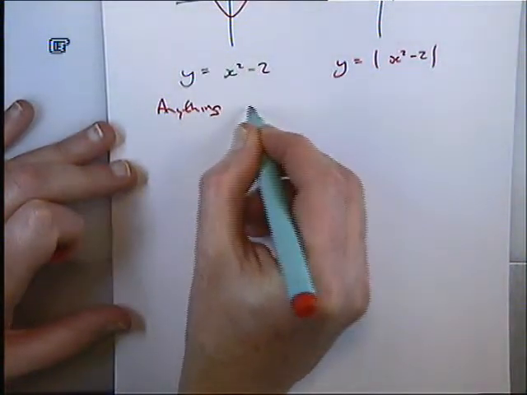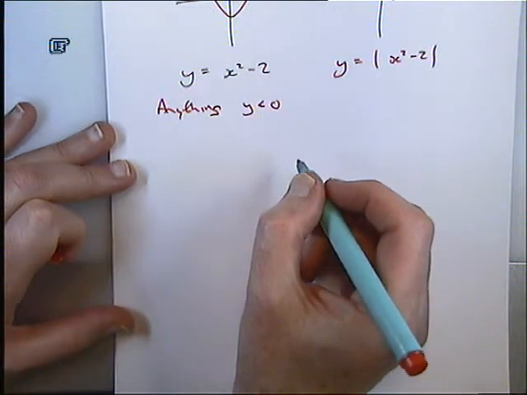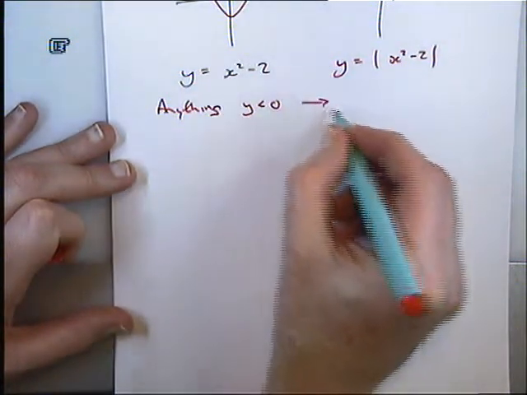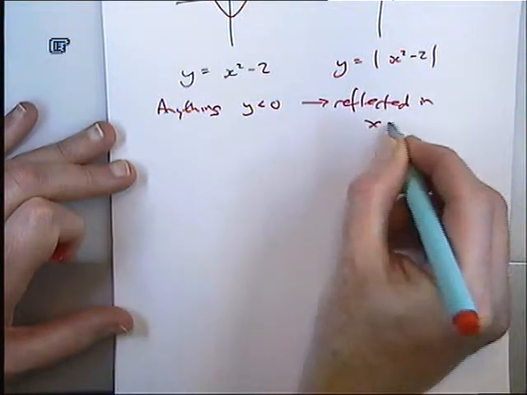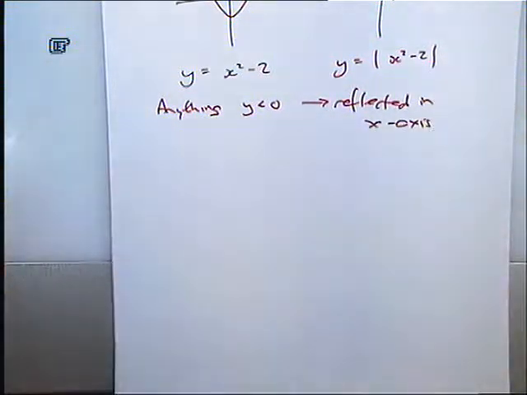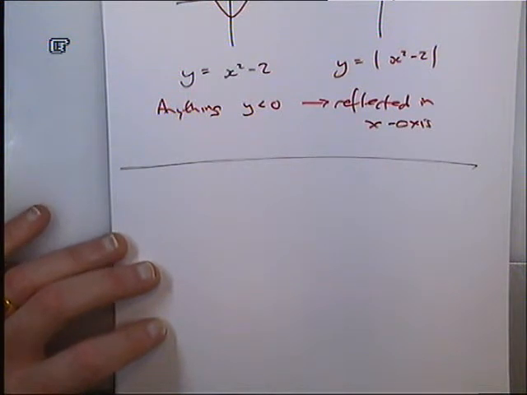So anything where y is less than 0, in other words, where the graph is negative, gets reflected in the x-axis. Okay. We all okay with that one?